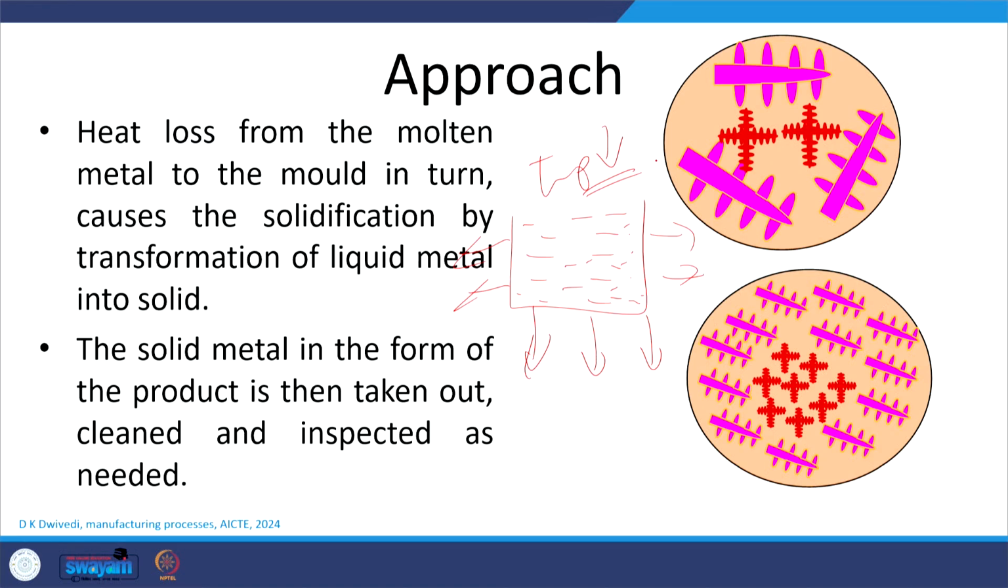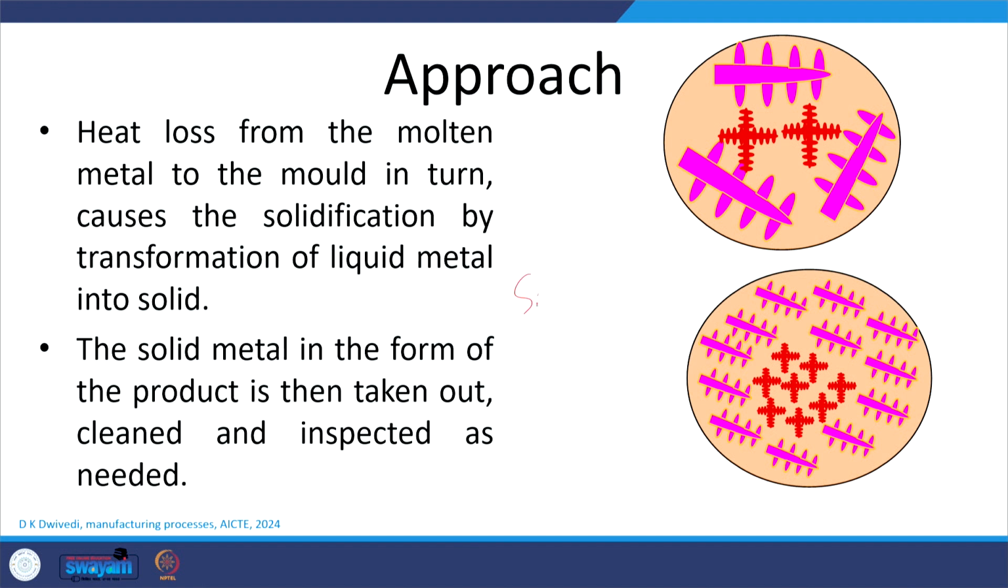As soon as it comes down below the liquidus temperature, solidification starts. So, liquid to solid phase transformation starts. Initially, there will be a mushy zone in case of alloys, and then the solidification will complete as soon as the temperature reaches the solidus temperature. So, heat loss from the molten metal to the mold in turn causes the solidification by transformation of the phase from the liquid to the solid, and once the solidification is over, the product is taken out, cleaned, and inspected, and the inspection is done as per the need of the quality and the kind of the standards to be followed.